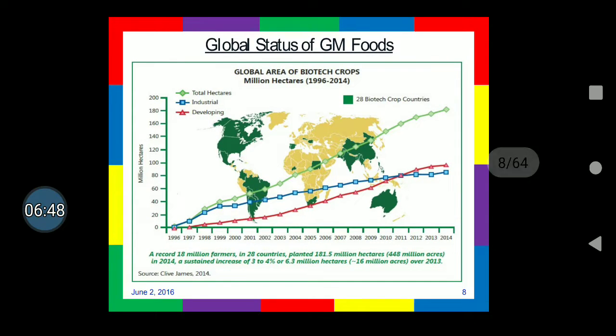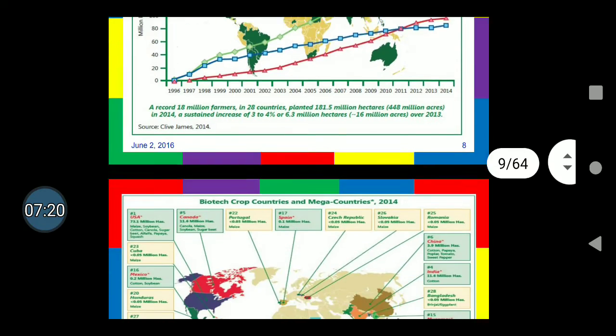This is the global status of GM foods. The global area of biotech crops: a record 18 million farmers in 28 countries planted 181.5 million hectares in 2014, a sustained increase of 3 to 4%, or 6.3 million hectares, that is 16 million acres, over 2013-14.